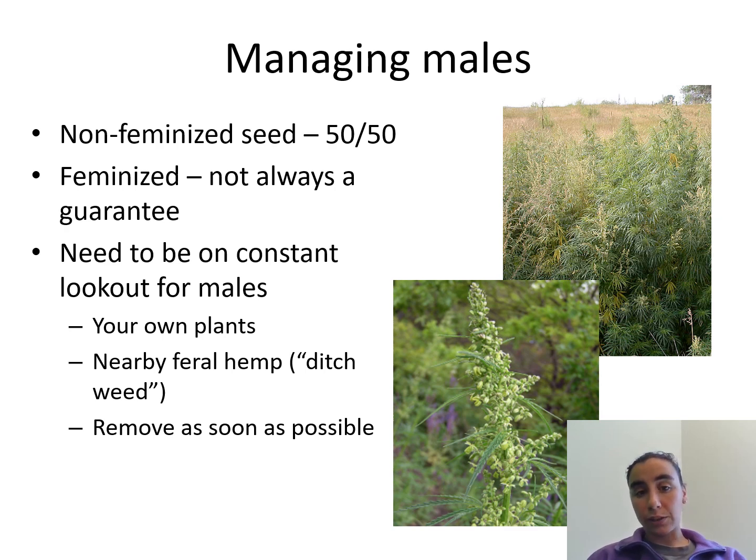Regardless of whether you use feminized or non-feminized seed, you need to be scouting your fields, once it gets to flowering, almost every day, and removing male plants so that there is no pollen among your field. Additionally, you should be scouting nearby ditches and fence lines for feral hemp, considered ditchweed, that could also be introducing pollen into your field. And the idea being that the minute you see a male plant or a male flower, pre-flower, as we discussed earlier, you're removing those.